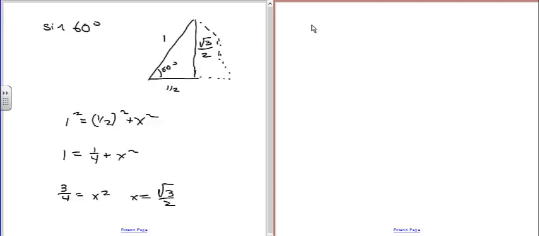So, the tangent of 60 degrees is opposite over adjacent. The opposite is the square root of 3 over 2. The adjacent is 1/2. So cancel out the 2's and you get the square root of 3. Okay, so I'm not going to do that.